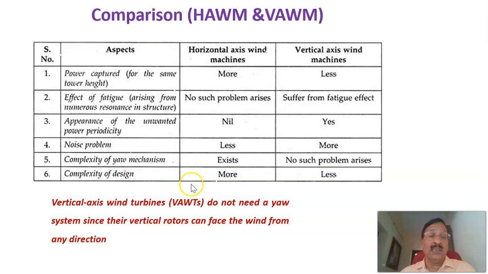And complexity of the design is more in the case of the horizontal axis wind machine compared to the vertical axis wind machine. So this is the comparison of the horizontal axis wind machine and the vertical axis wind machine.